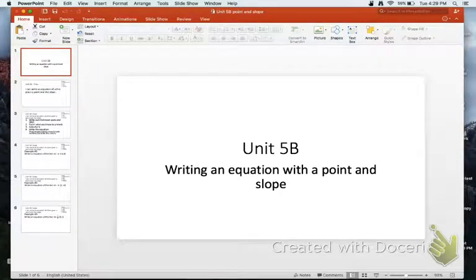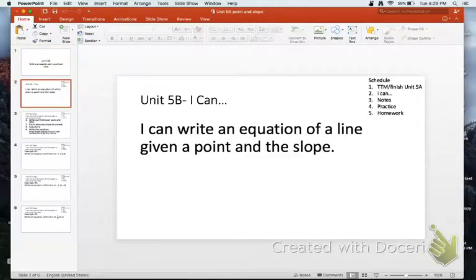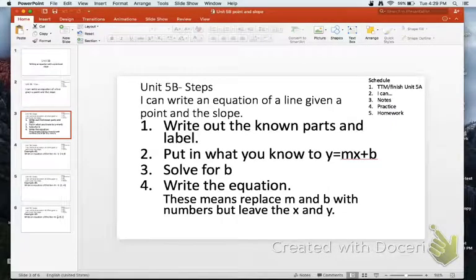Hey class, let's just review what we did in class today. So in class today we worked on the I can statements of I can write an equation of a line given a point and the slope. So let's quickly review our steps.